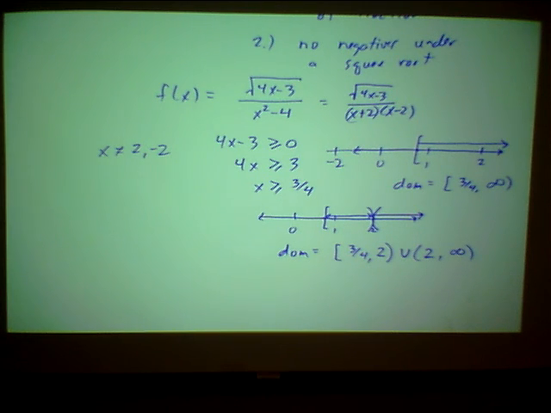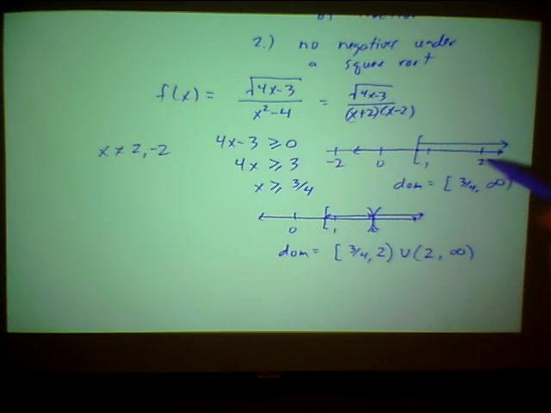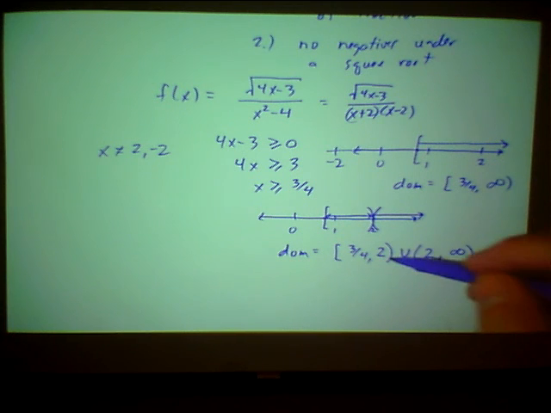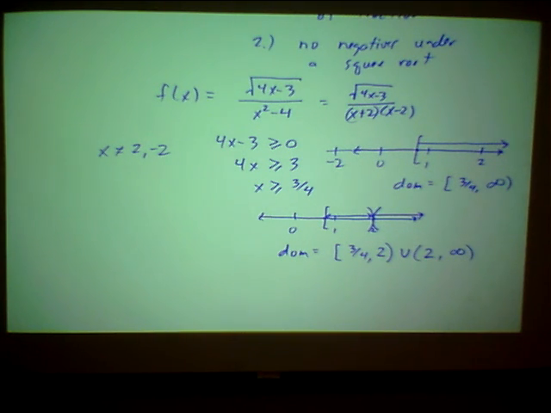So what's really going on is I find my original domain from the square root portion, and then I go look in that domain and see if there are any numbers that are going to cause the denominator to be 0. And then I have to exclude them. And for this case, I found that 2 was going to be a problem, so I had to go down here and take out the 2, and now write my domain as this.